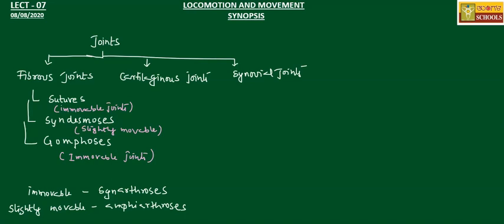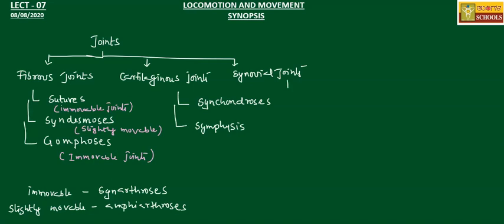So this is about the three types of fibrous joints. I'll give the examples later. Coming to the cartilaginous joints, we have synchondrosis and one more, symphysis. These are the two types of cartilaginous joints.